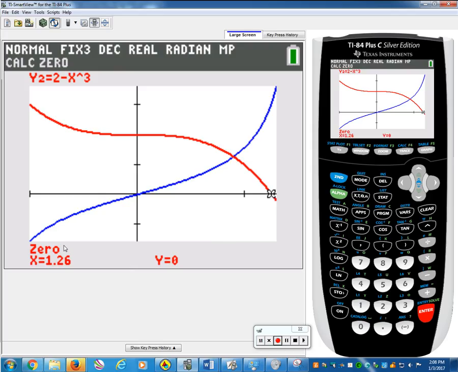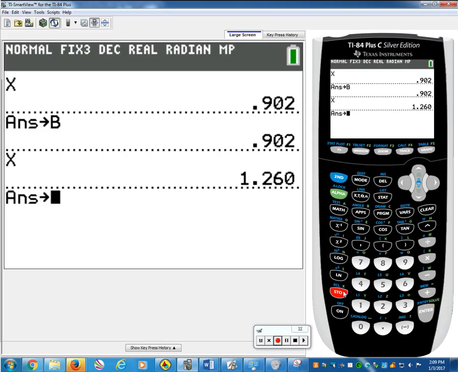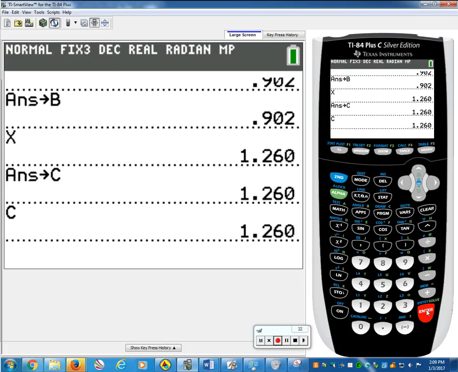Questions? But you have to store this number as well. Don't just write it down. You have to store it. Go second quit. Press X again, make sure we've got the right number. Hey, that's what I want, that's the number. So I say store alpha C. Make sure I've got it. Wave if you need help with that.